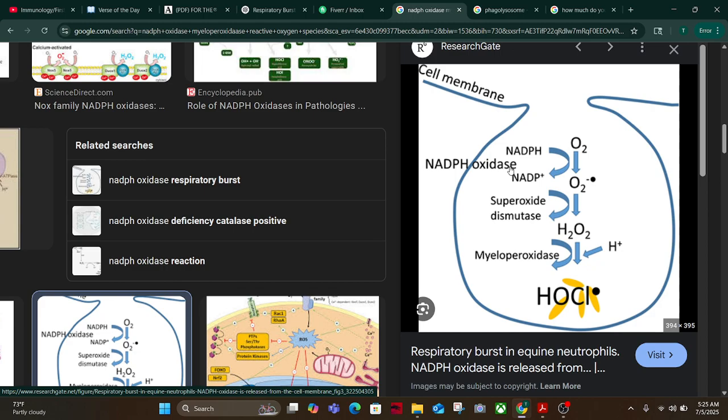But the problem is when you have catalase positive bacteria. This is the problem with catalase positive bacteria. The catalase positive bacteria ruin the body's backup plan to kill the bacteria, which is for the body to use or borrow hydrogen peroxide from the bacteria to make bleach. This is because catalase positive bacteria break down the bacteria's own hydrogen peroxide using catalase.